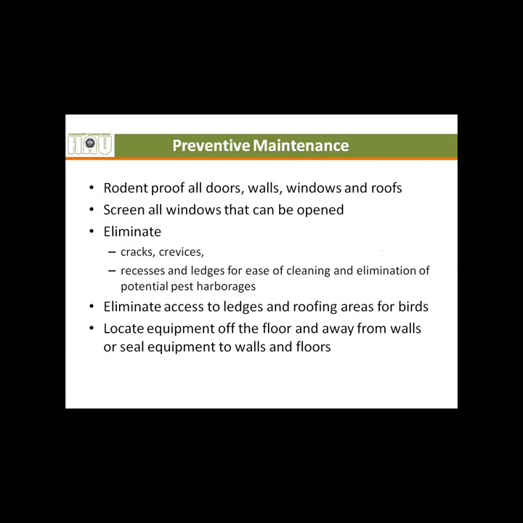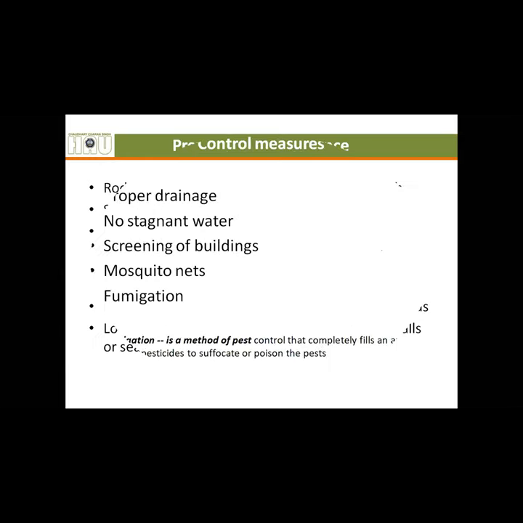You should store your products or equipment at least 1 foot away from the walls so that cleaning can be done easily. Seal the equipment to walls and floors also. Other control measures are proper drainage, with no stagnant water, and screening of the building, such as mosquito nets. Another is proper fumigation, sometimes; whenever you have a shutdown in your area, you have to use good fumigation.